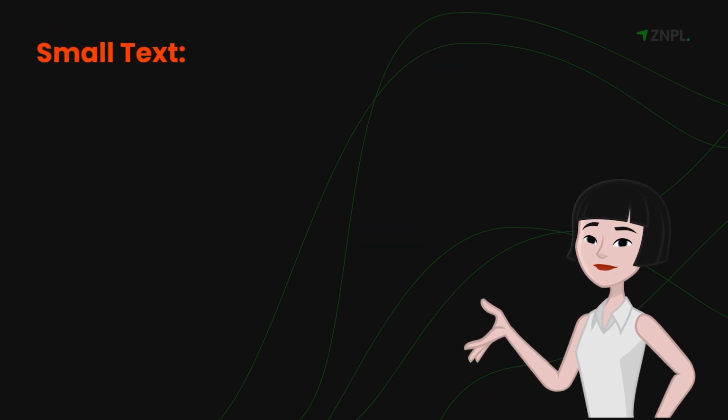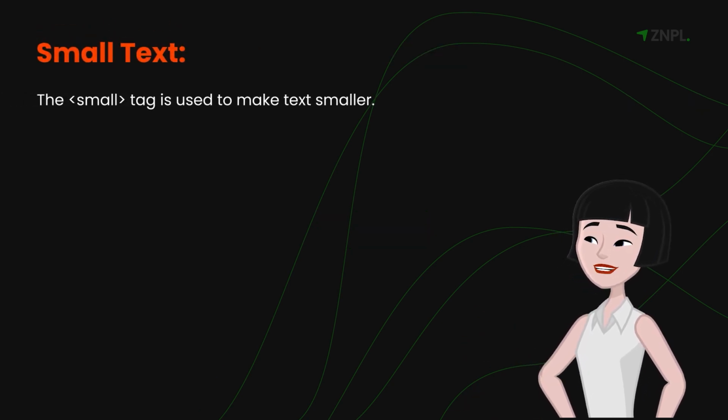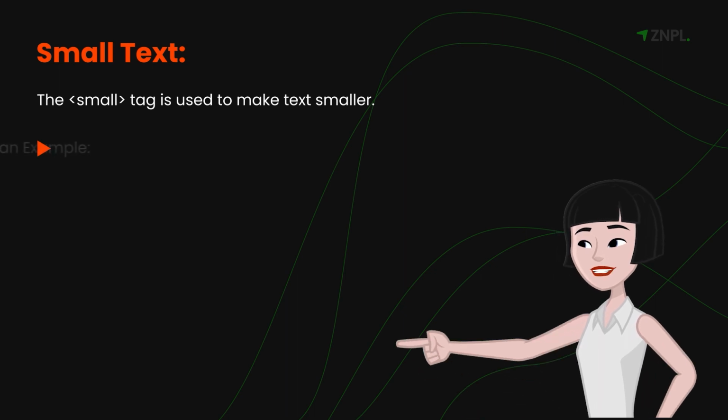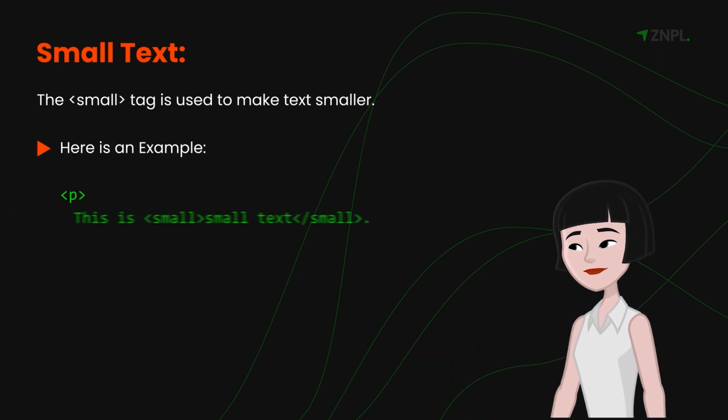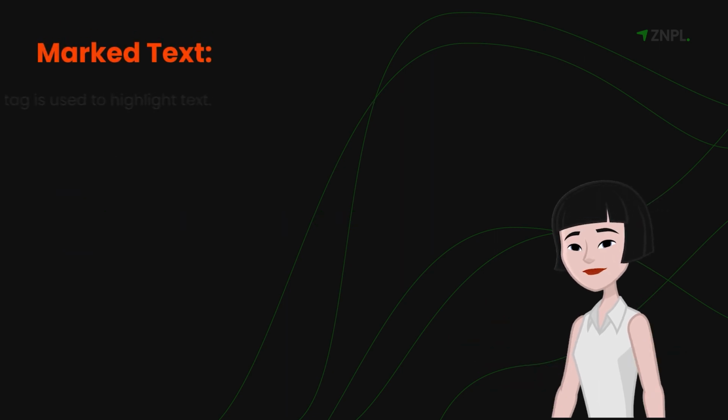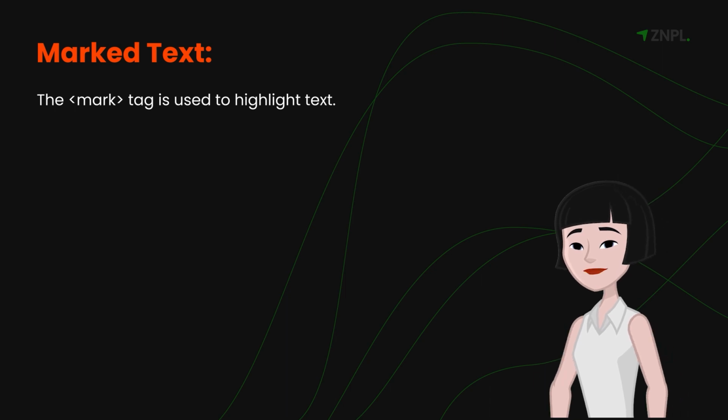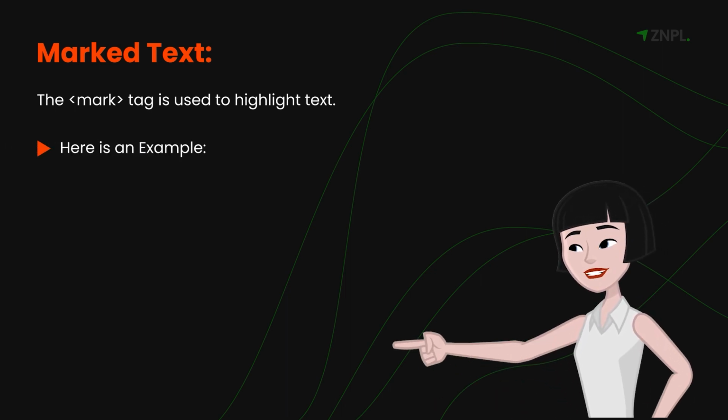Small text. The small tag is used to make text smaller. Here is an example. Marked text. The mark tag is used to highlight text. Here is an example.